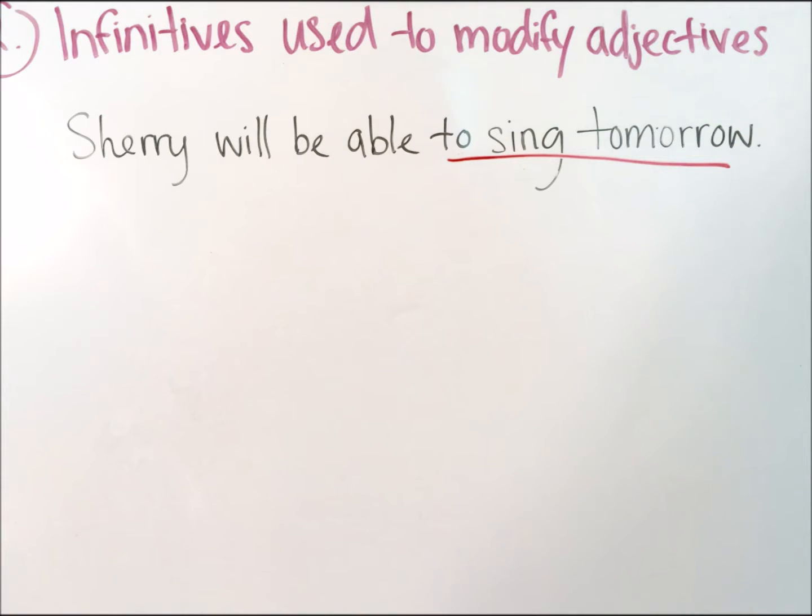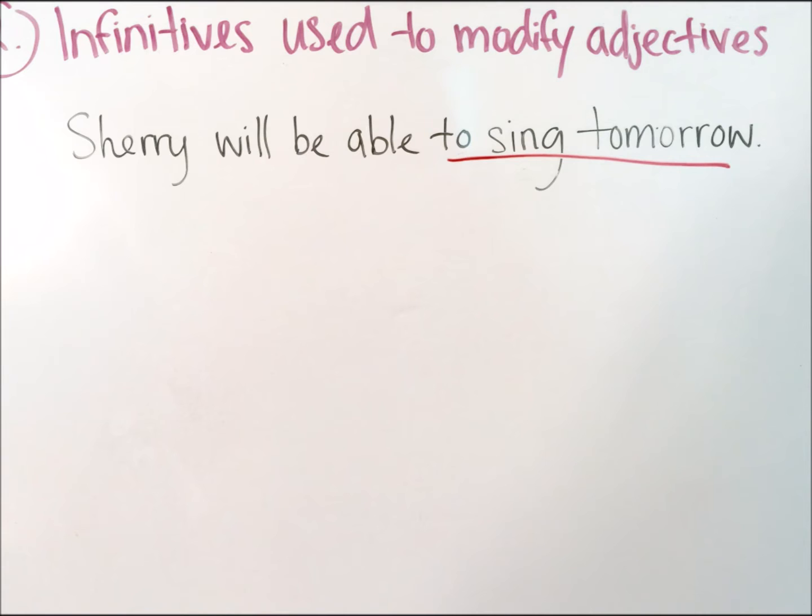Now we move on to infinitives as adverbs modifying adjectives. What's different between modifying an adjective and a verb is that infinitives in a sentence that modify an adjective will not be able to move as easily as an adverb. And they also will be diagrammed under the adjective and not the verb.